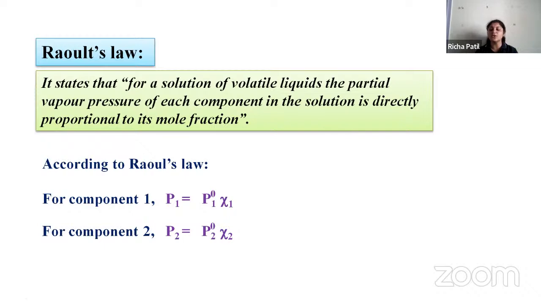So according to Raoult's law, for each component the partial vapor pressure is directly proportional to the mole fraction. How is it given? The partial vapor pressure of the first component, P1, is equal to P1 naught into psi 1. For component 2, P2 is equal to P2 naught into psi 2. So this is according to Raoult's law.